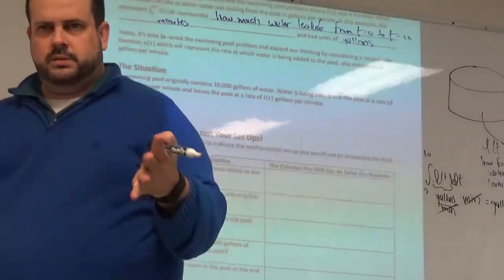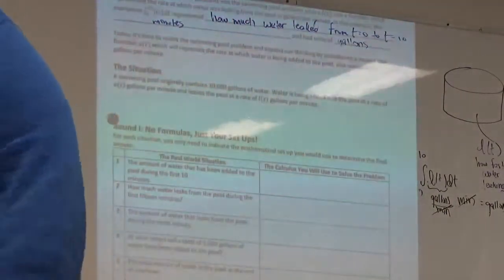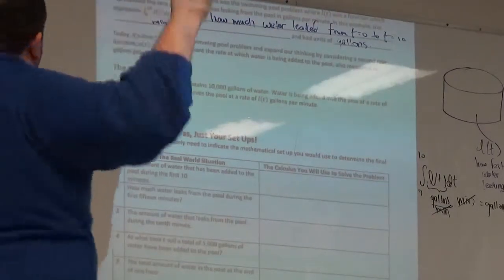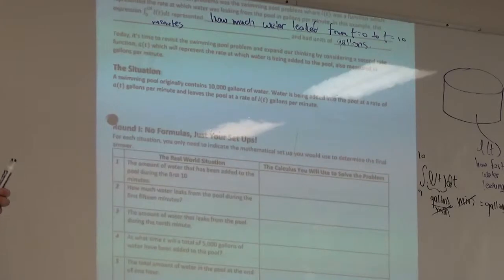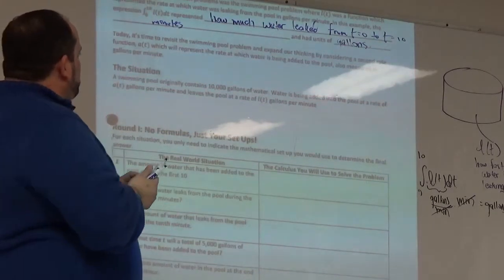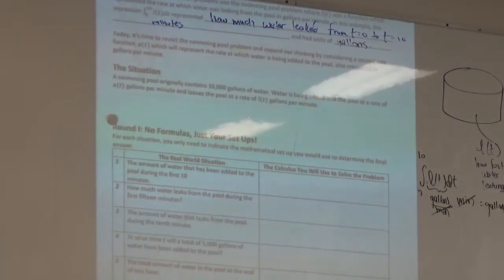How's everybody doing with this? Totally meant to be a review, like we've got this, it's under control. Perfect. Today it's time to revisit the swimming pool problem and expand our thinking by considering a second rate function. A of t, which will represent the rate at which water is being added to the pool, also measured in gallons per minute. Josue, can you read the situation?